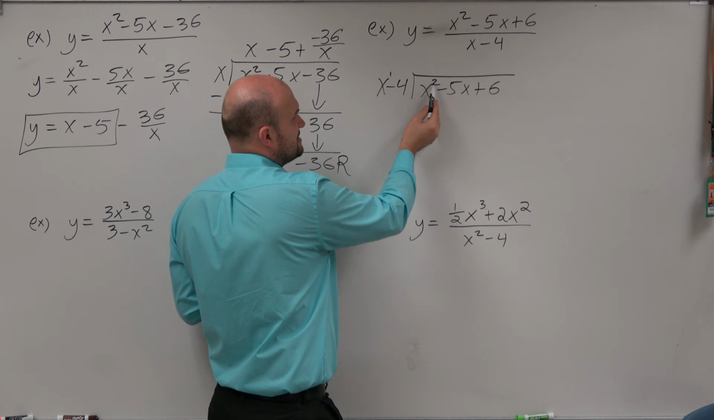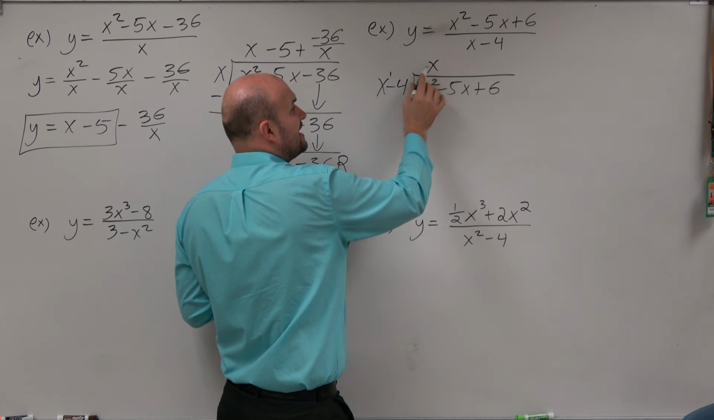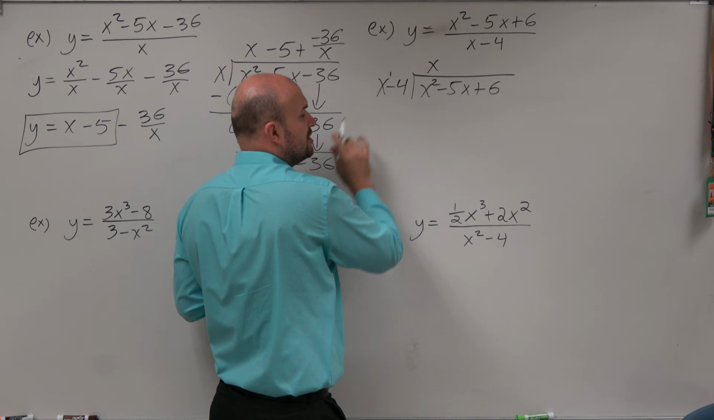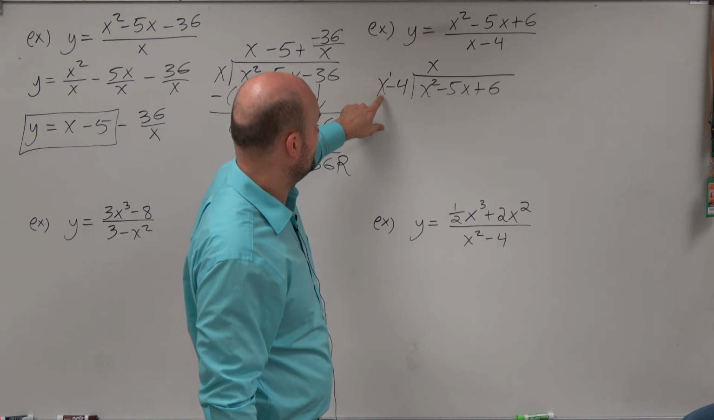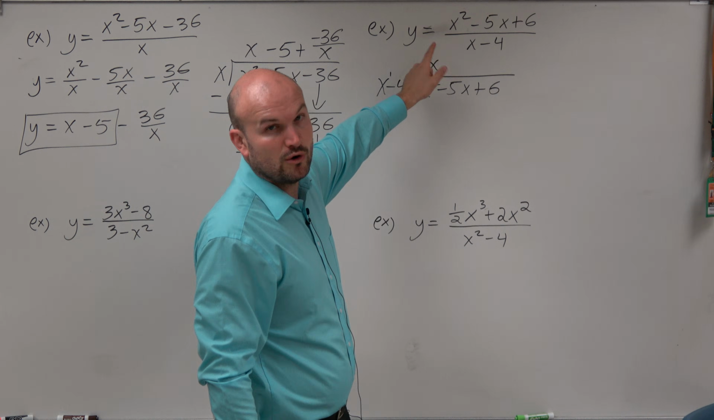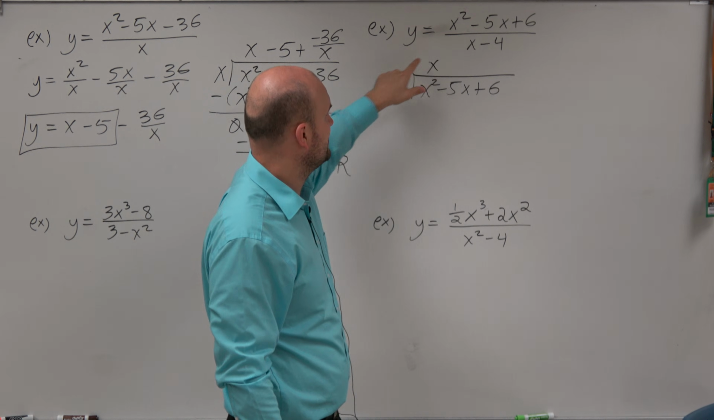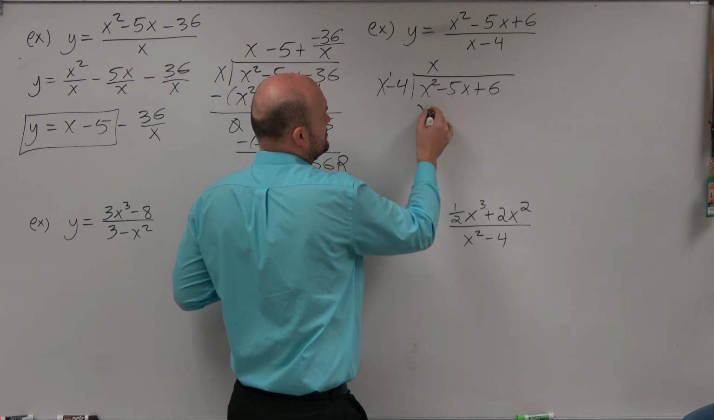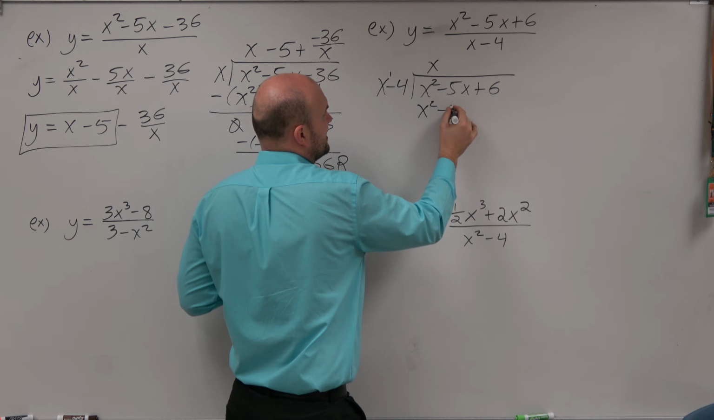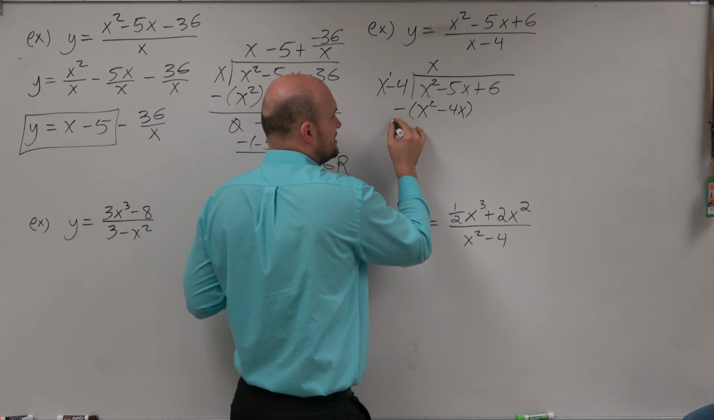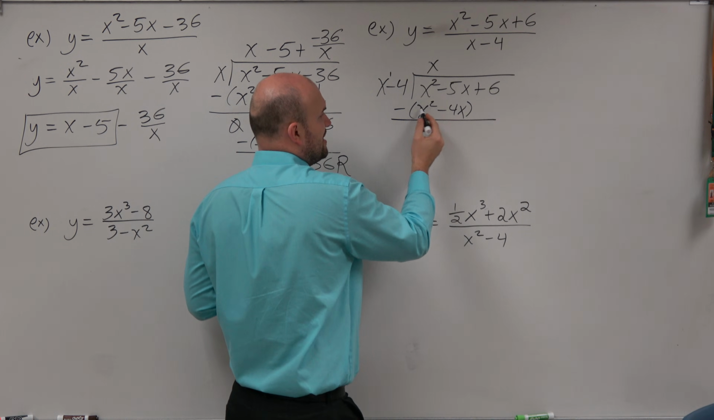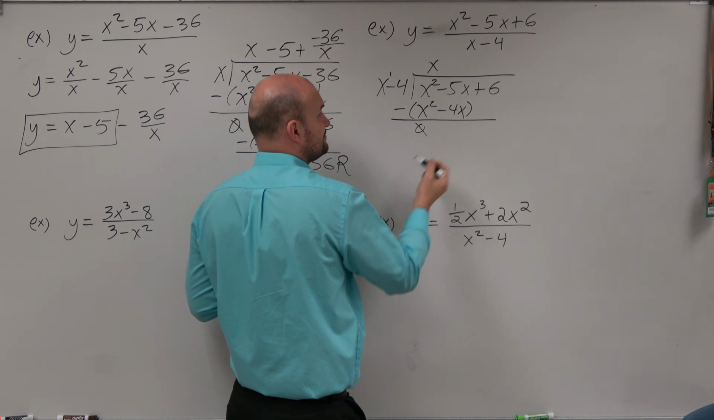Now, when I take x and divide into x squared, I get x. So you are only going to take the first term when you're doing long division with a divisor that's more than one term. But when you take your quotient, you have to multiply it times each one of these terms. So x times x is x squared. x times negative 4 is negative 4x. Now the parentheses are really important. I have to make sure that I'm subtracting the whole row. So it's x squared minus x squared, which is just going to be 0.